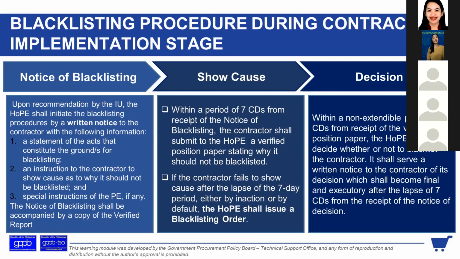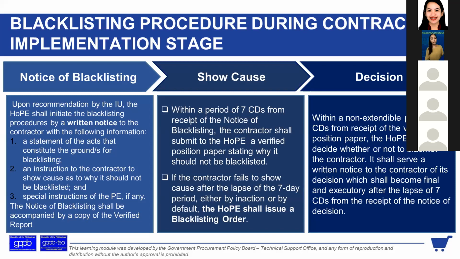Within 10 calendar days naman, binigay ka na time period kay Hope to decide if ma-issue ba ang blacklisting order o hindi. Okay? It shall serve a written notice to the contractor of his decision, which shall become final and executory after the lapse of 7 calendar days from the receipt of the notice of decision. So, be careful with the notice of blacklisting requiring him to show cause, the contractor.